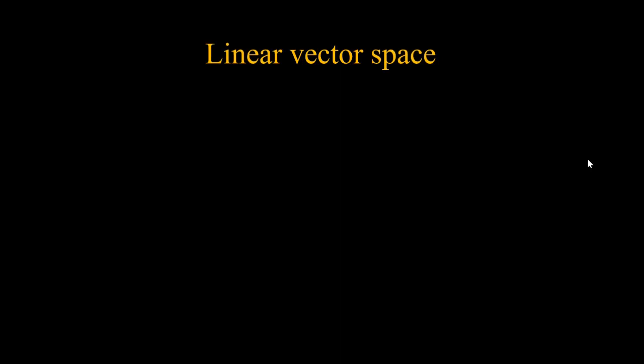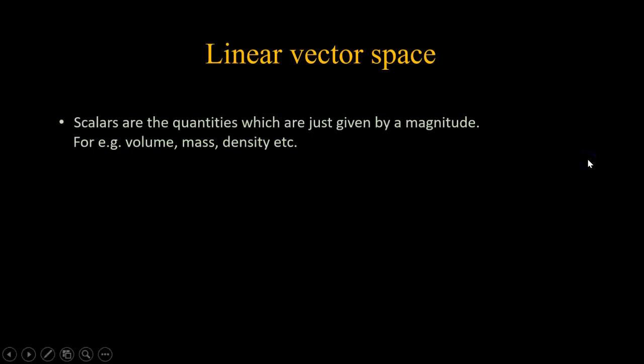Before we talk about linear vector space in detail, let's talk about the quantities which are encountered more often in physics. These two quantities are scalars. One among them is a scalar, the first one, and scalars are quantities which only have a magnitude, that is, their whole description can be given by just a number. For example, density, time, temperature, mass, etc.